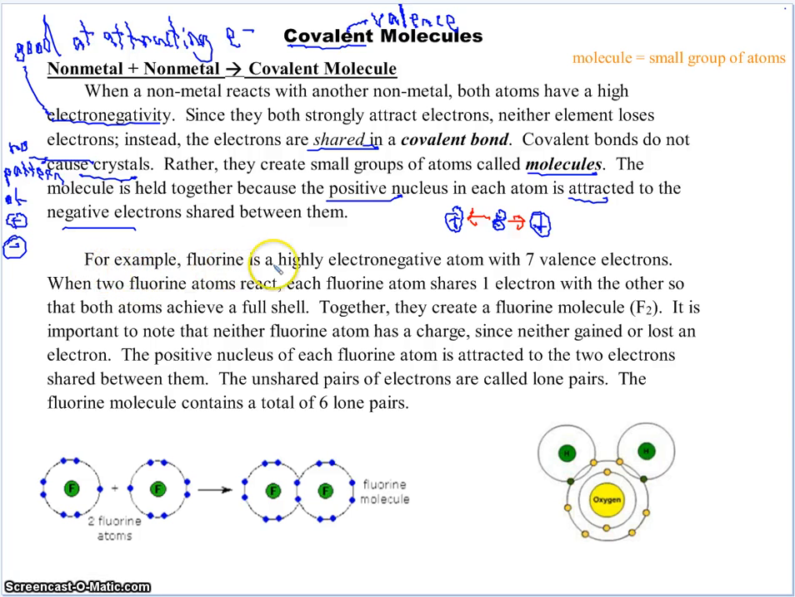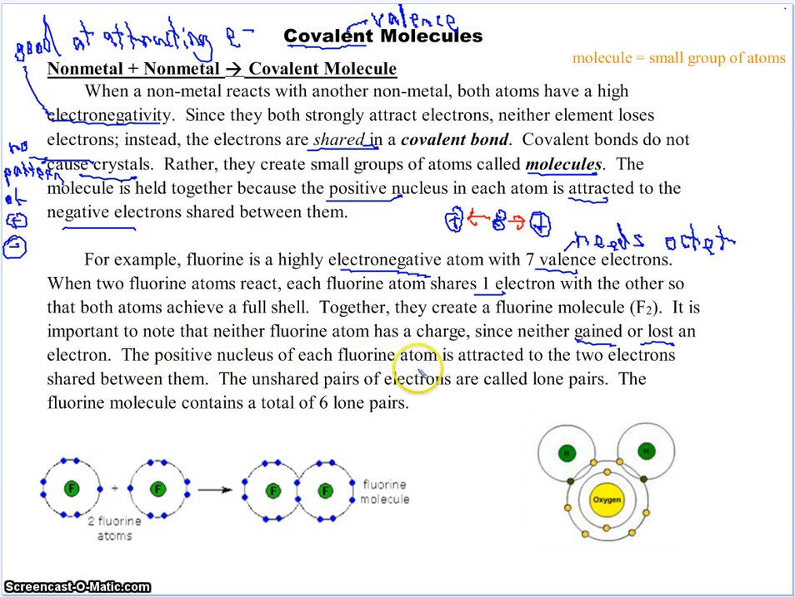Alright, for example, fluorine is a highly electronegative atom with 7 valence electrons, so it needs one more, right? Needs an octet. When two fluorines react, each fluorine atom shares one electron with the other, so both atoms achieve a full shell. I don't really get that. If they're just giving one to each other, well, okay, it's not giving, it's sharing. Together they create a fluorine molecule, F2. It's important to note that neither fluorine atom has a charge since neither gained or lost. So they're not really losing, they're sharing. So it counts for both, I guess.